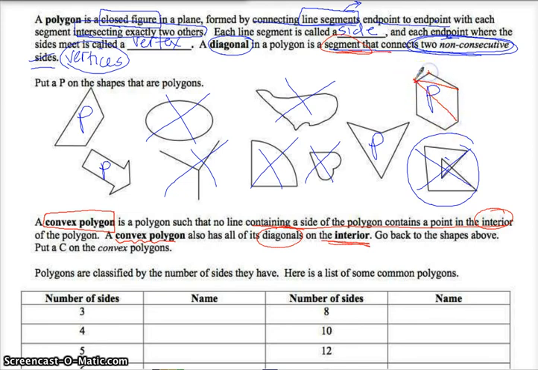I have this one, these are consecutive, but the other three are non-consecutive to this point. From this point, these are the only consecutive ones, the ones side by side. So these are the diagonals from that point.